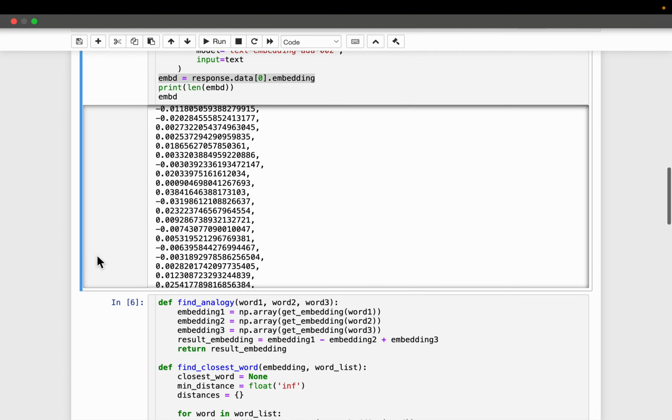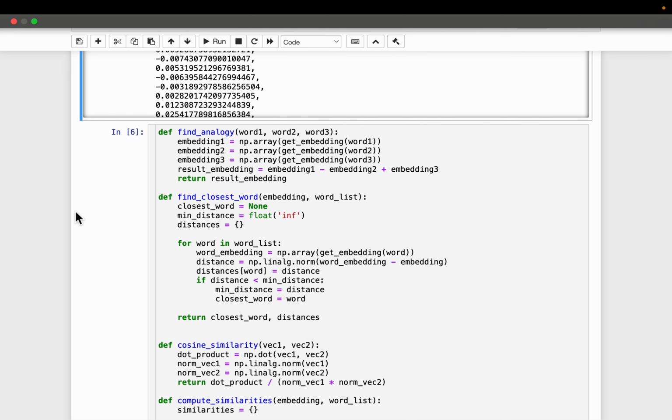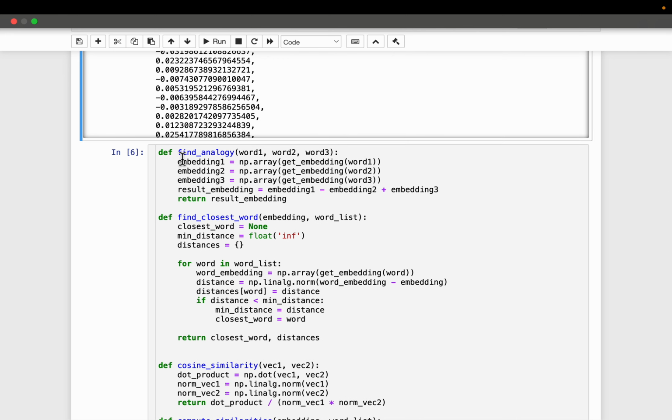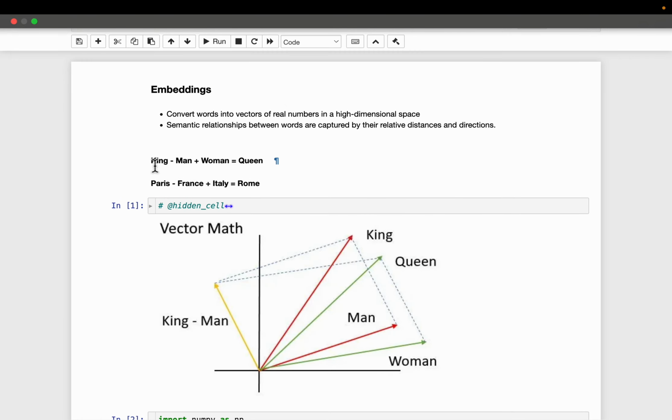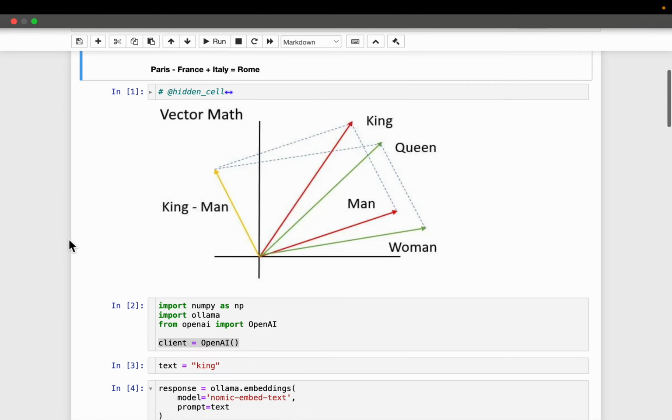All right, so let's write some convenient functions. The first one, let's call it find_analogy, takes three words: word 1, word 2, word 3. We are going to write another function, get_embeddings, in a second. Given three words, it creates embeddings, or the vectors, for those three words, and then it does this vector operation: vector 1 minus vector 2 plus vector 3. So we are computing the left hand side here.